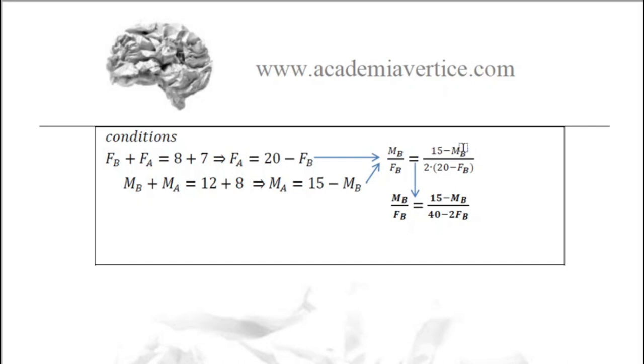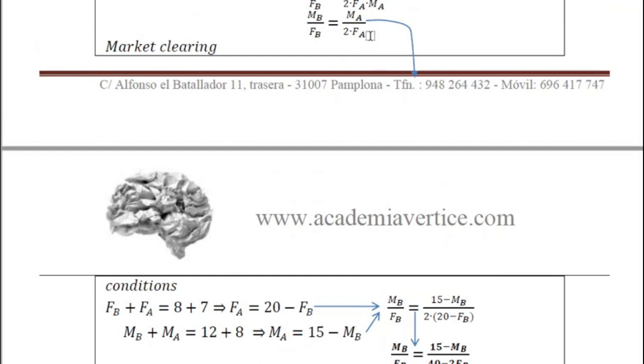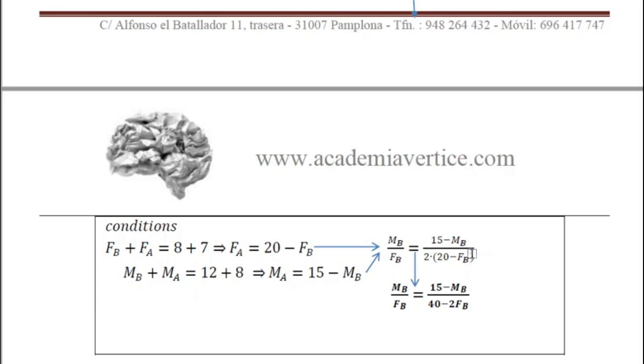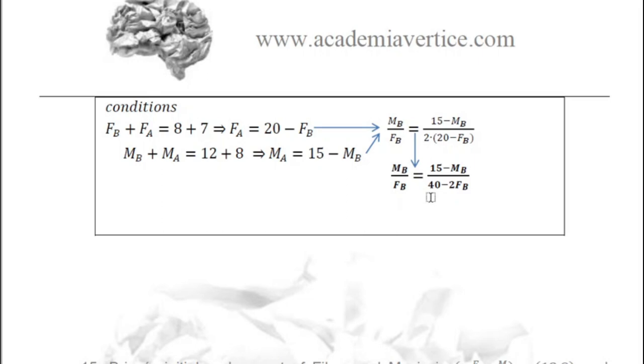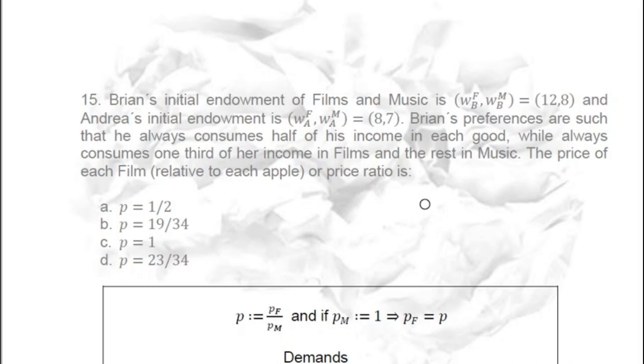So we substitute F and M here, okay, we substitute here and we find this expression, and now we just multiply here by 2 and we will find an expression that would appear here, this one: 15 minus MB divided by 40 minus 2 FB, okay, then perfect. Now Brian's initial endowment of films and music are these ones, okay. Now the price ratio, okay, the price of each film relative to each apple; the apple we take as the numerator, as the price 1, so the price ratio is P, okay.